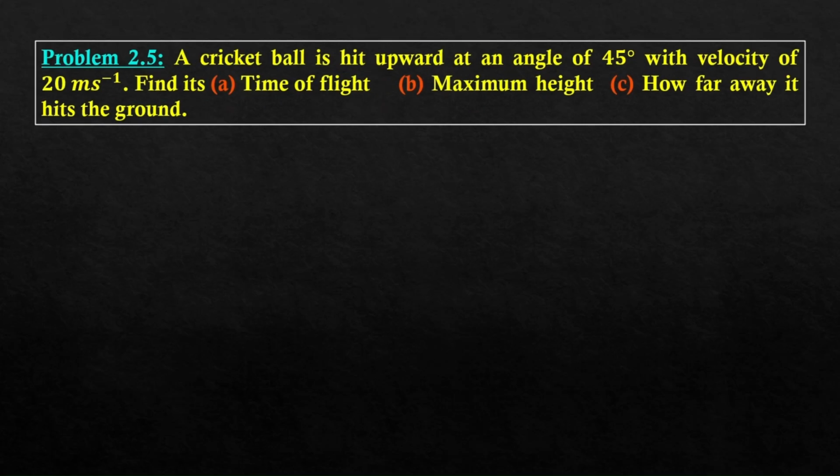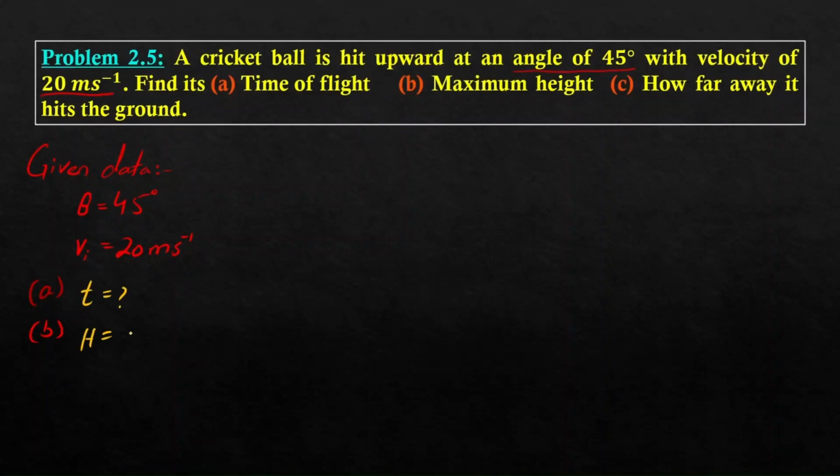Numerical number 2.5. A cricket ball is hit at an angle of 45 degrees with a velocity of 20 meter per second. The given data is theta equals 45 degrees and initial velocity equals 20 meter per second. We have to find the time of flight T is equal to question mark, maximum height is equal to question mark, and how far it hits the ground, means range equals question mark.